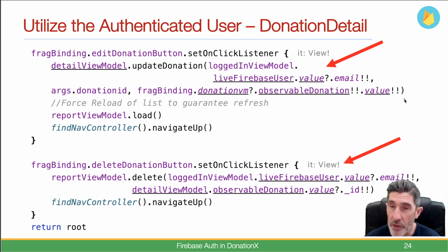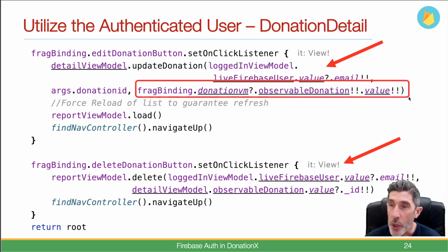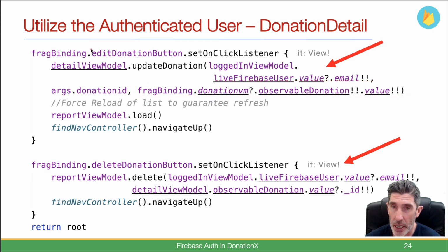I suppose different versions, different implementations might only pass up the individual field that you want to update, but I felt this would just make it a bit easier to understand. So again, it's the whole data that we are retrieving via our two-way data binding from the layout, passing it into our edit donation button here. Again, that's the callback, the on-click listener callback for both edit and delete.